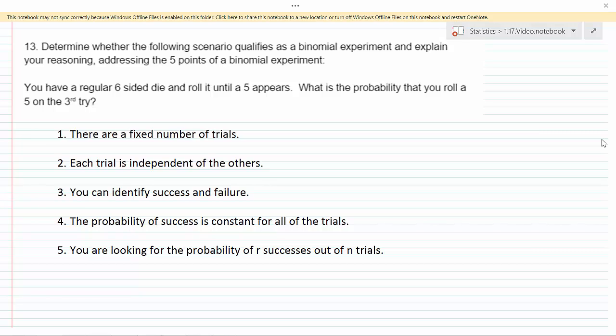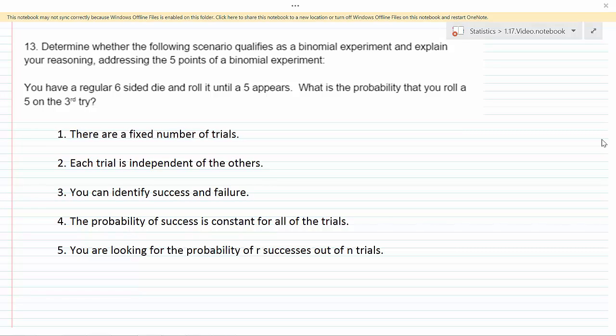Each trial needs to be independent. You have to be able to identify success versus failure. The probability of success has to be constant for each of the trials, and you're looking for the probability of R successes out of N trials. So in looking at this scenario, we have a regular 6-sided die, and we roll it until a 5 appears.